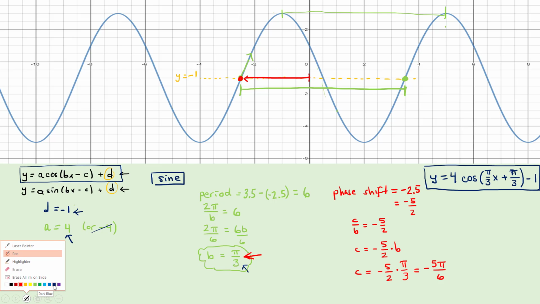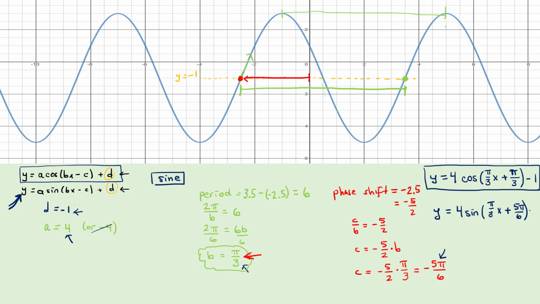So now we can put this together to find a sine equation. I'm looking here, y equals a sine bx minus c plus d. So y equals a is still 4, then sine of b is still pi/3 x. Now c is -5 pi/6, so minus a negative gives us plus 5 pi/6. And then d is still -1. So we get this equation.